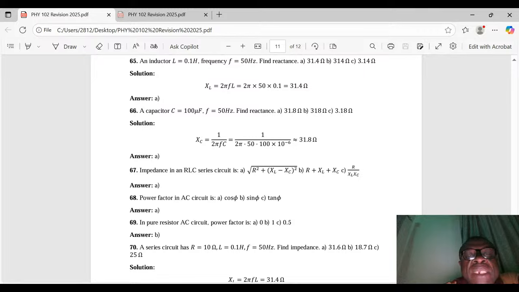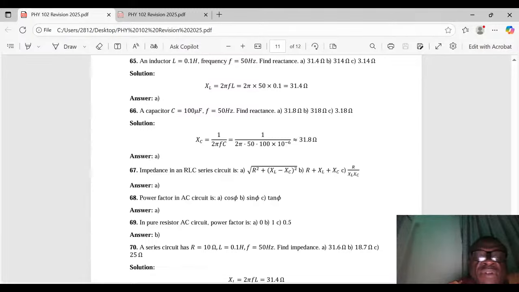Then a capacitance C equal to 100 microfarads, F is equal to 50 Hz. Find the reactance. Look at the formula XC equal to 1 over 2 pi FC ohms.